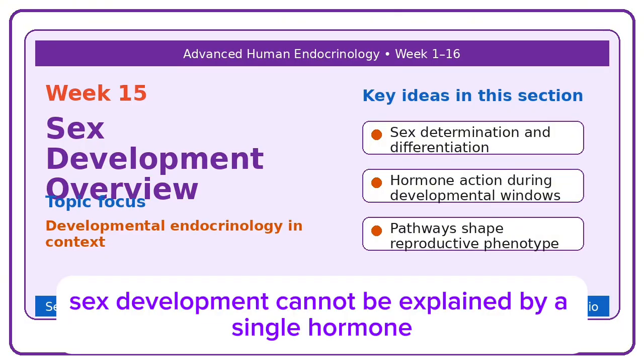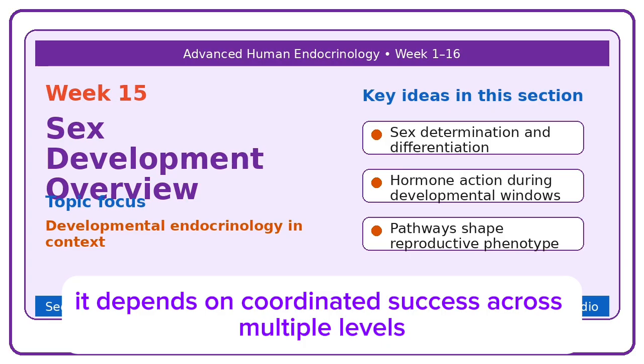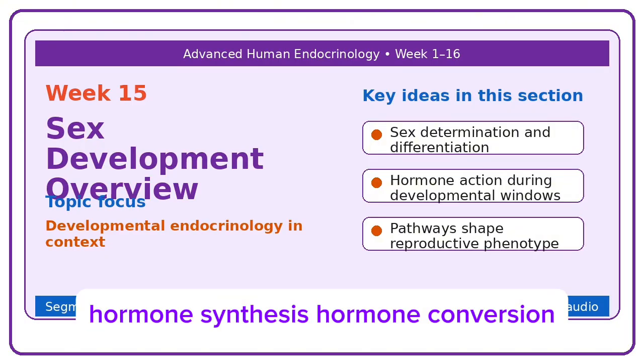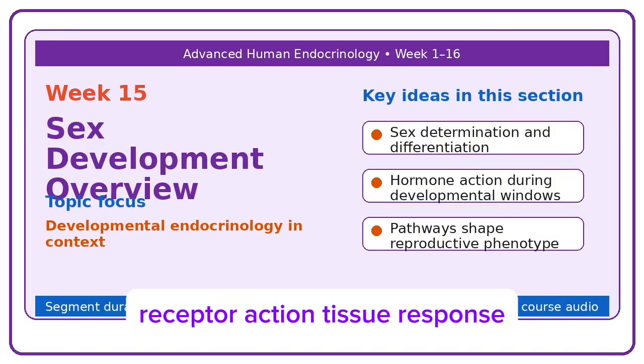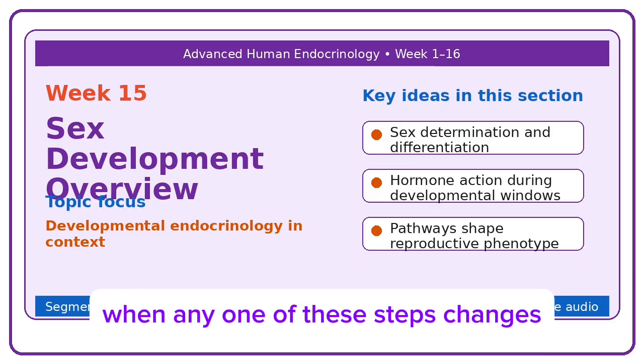10. Why sex development is a systems topic. Sex development cannot be explained by a single hormone or single gene alone. It depends on coordinated success across multiple levels: gene regulation, gonadal formation, hormone synthesis, hormone conversion, receptor action, tissue response, and developmental timing. This is why developmental outcomes can differ when any one of these steps changes.